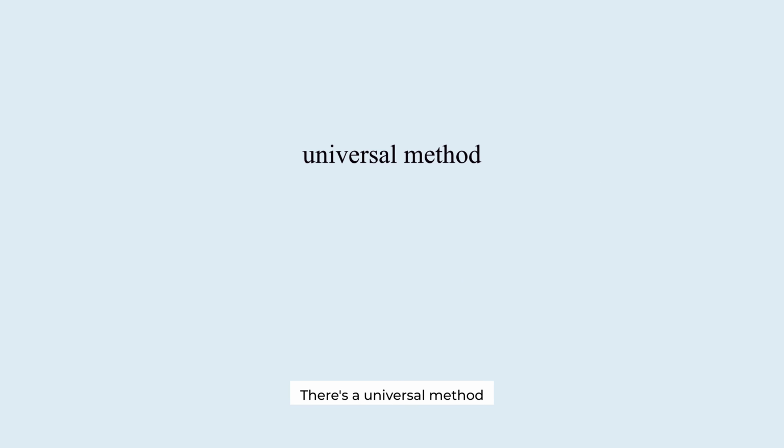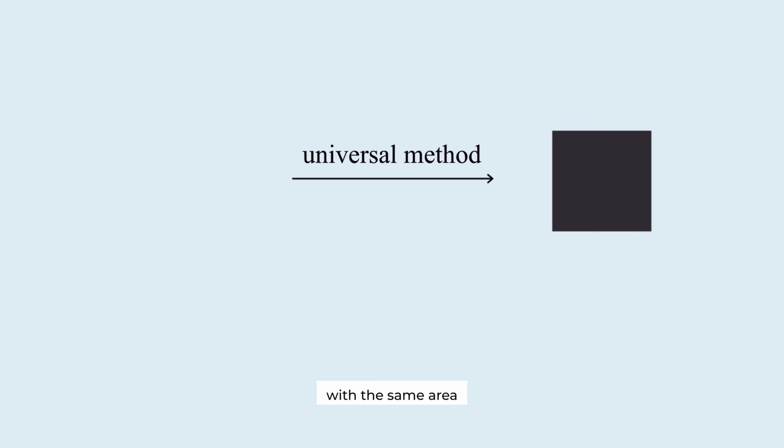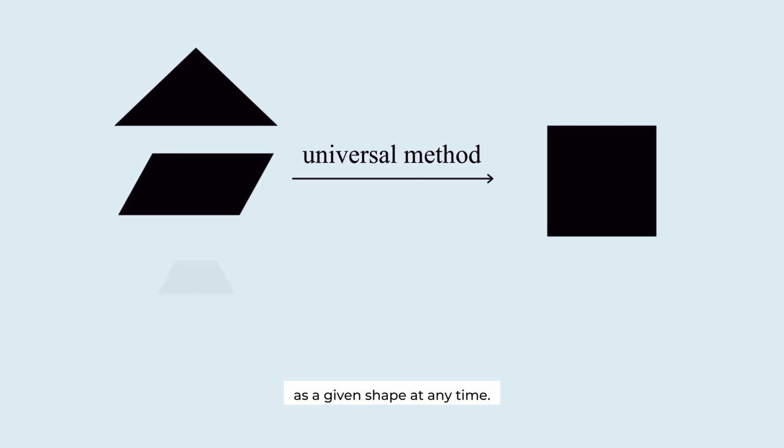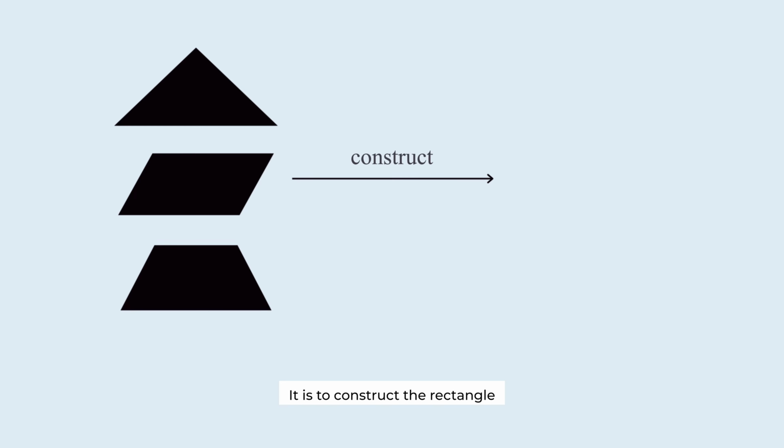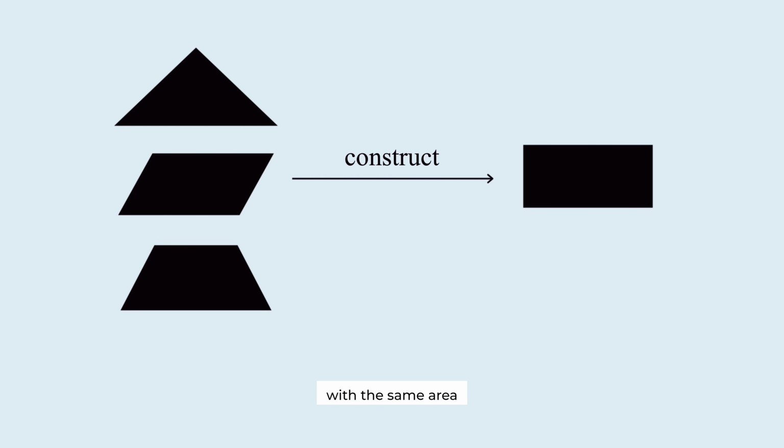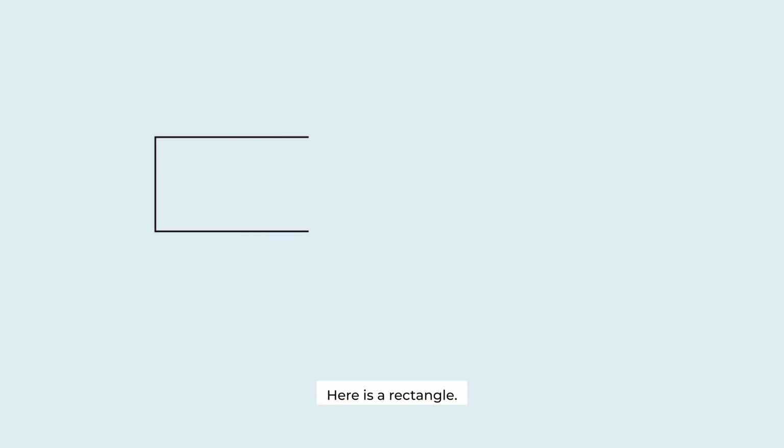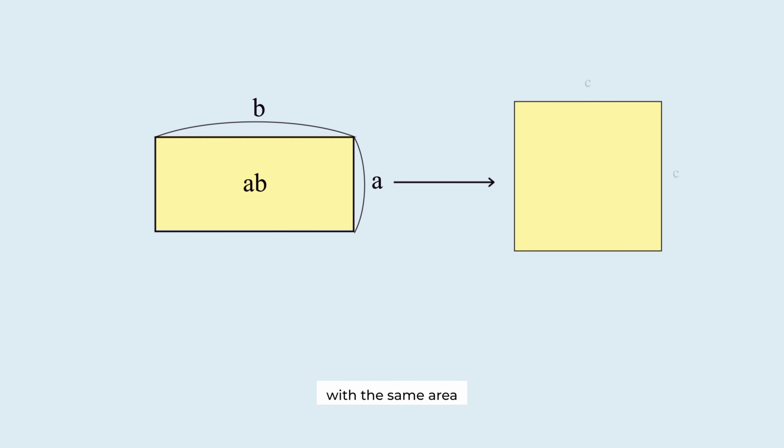There's a universal method to construct a square with the same area as a given shape at any time. It is to construct a rectangle with the same area as that shape. Here is a rectangle. This length is A. This length is B. So its area is AB. Let's construct a square with the same area as this rectangle.